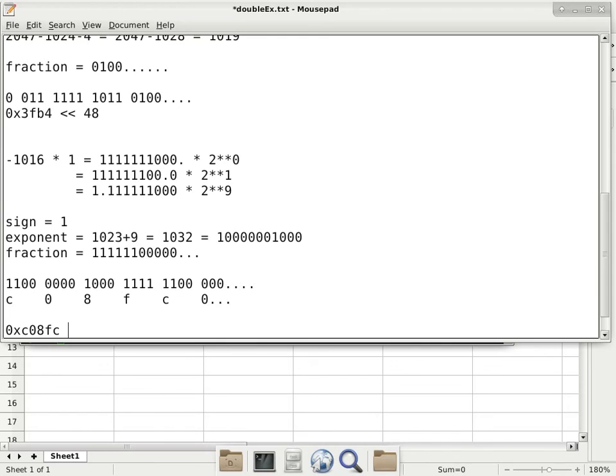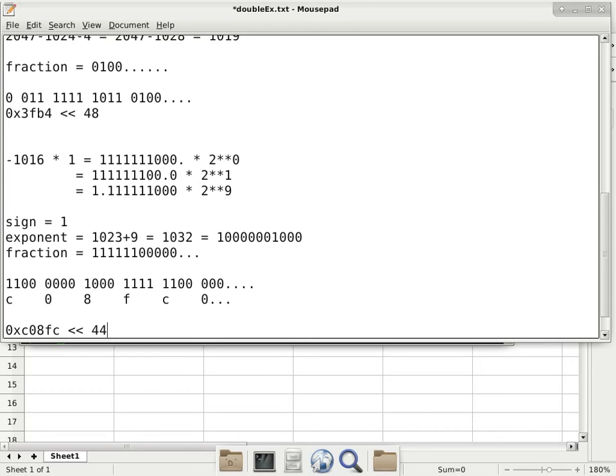C08FC, and this time we have to shift it by 44 positions and not 48, because we have already accounted for 20 positions in bits already. So we only have to shift in 44 zeros to make up for 64 bits. Are there any questions about this process?